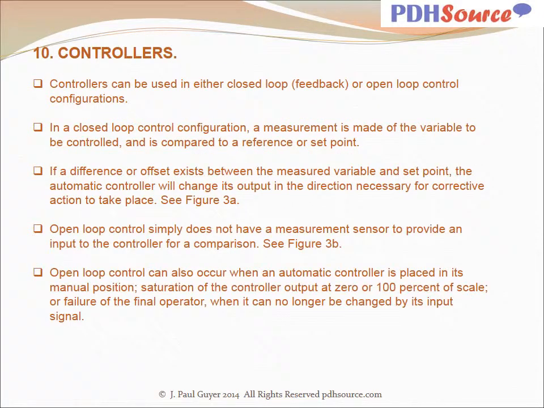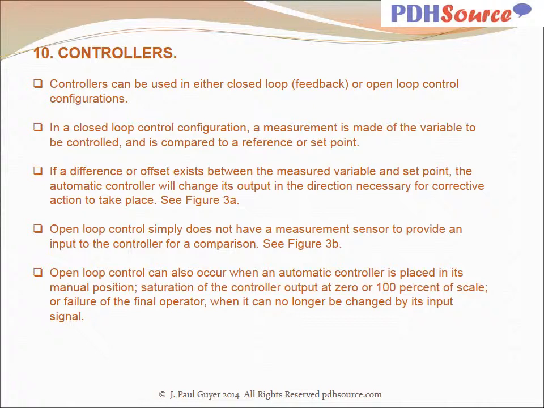With regard to controllers, controllers can be used in either closed-loop feedback or open-loop control configurations. In a closed-loop control configuration, measurement is made of the variable to be controlled and is compared to a reference or set point. If a difference or offset exists between the measured variable and set point, the automatic controller will change its output in the direction necessary for corrective action to take place. See Figure 3A. Open loop control simply does not have a measurement sensor to provide an input to the controller for a comparison. See Figure 3B.